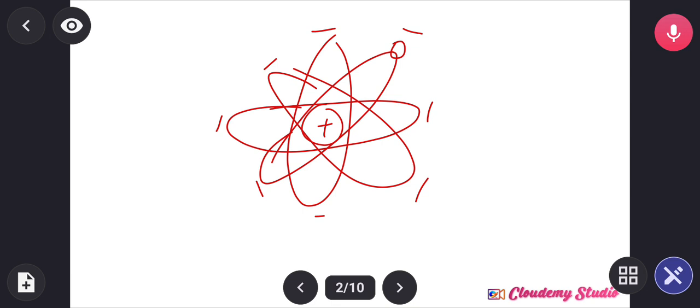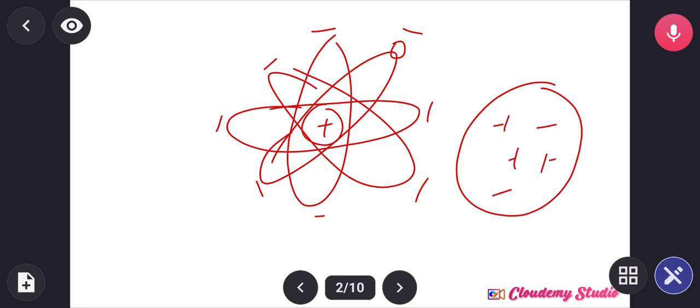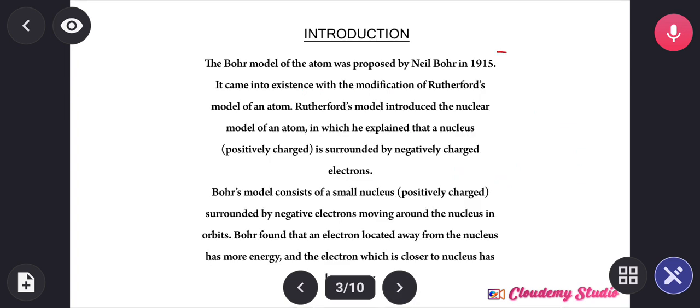And in the Thomson atomic model, we say an atom is a small sphere with positive charge and negatively charged electrons embedded in it. We have already mentioned these models before. But the Bohr atomic model is an advancement to the Thomson and Rutherford atomic models, and this model was proposed in the year 1915, and it comes with a modification of Rutherford's atomic model.